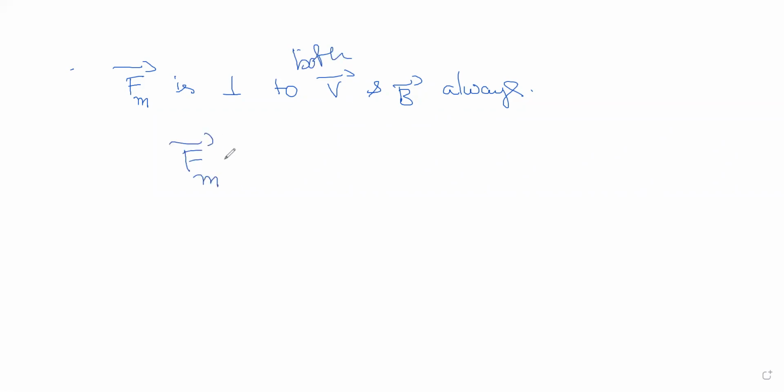Now, you have to understand one more thing. Fm bar is perpendicular to V bar and B bar, to both V bar and B bar, always. So Fm bar dot V bar is 0, because the dot product of vectors is 0 if they are perpendicular. Similarly, Fm bar dot B bar is equal to 0. These are also very important conditions in solving some problems.